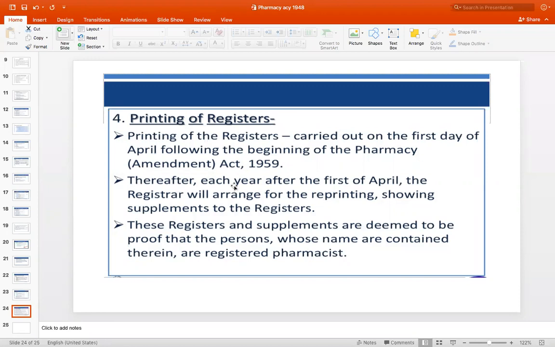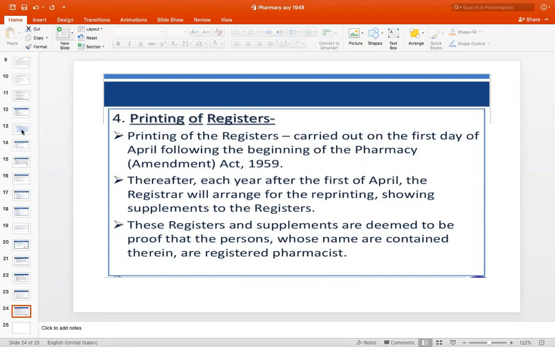Why do they have to reprint? Because in a year many changes will take place in that register. Hence, every year, with deletion and addition taken into account, they reprint and keep a fresh one showing the number of registered pharmacists. So these are the functions of State Pharmacy Council.